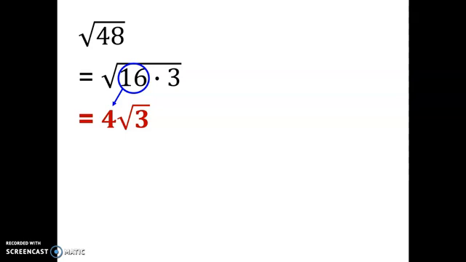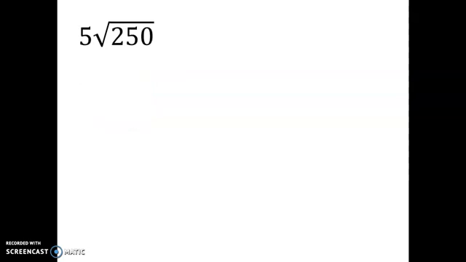Think about it. If we were to break 16 down, we would have 4 times 4 times 3, right? And so we would have a pair of 4s. One would come out, the other would disappear. So this just kind of alleviates a step, or 2, depending on how big your number is.